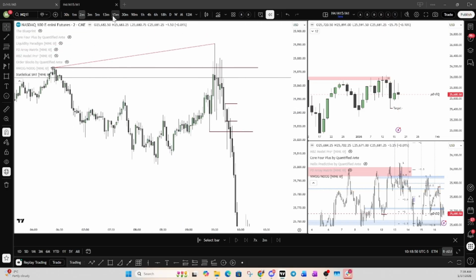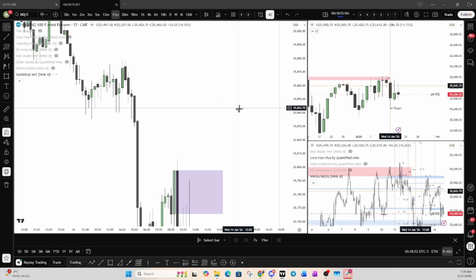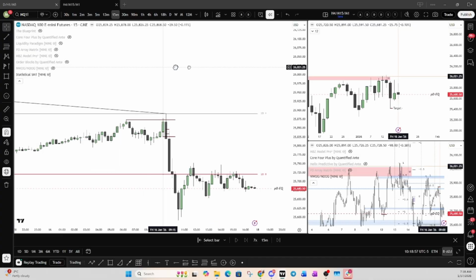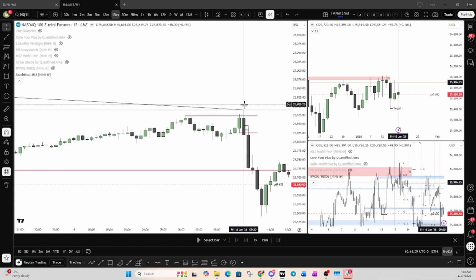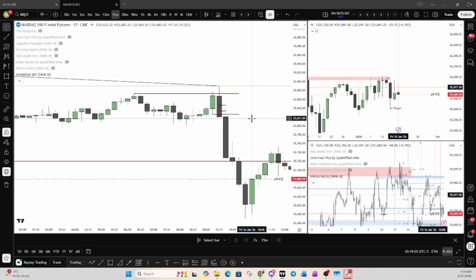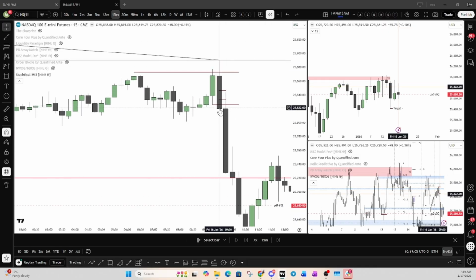But I thought I played the 15 minute on that play because it swept, created this very nice engulfing candle where it took out the low and then retraced, and I shorted right around here.